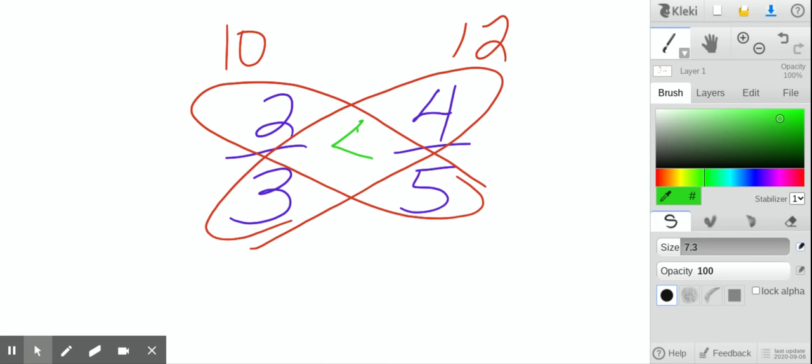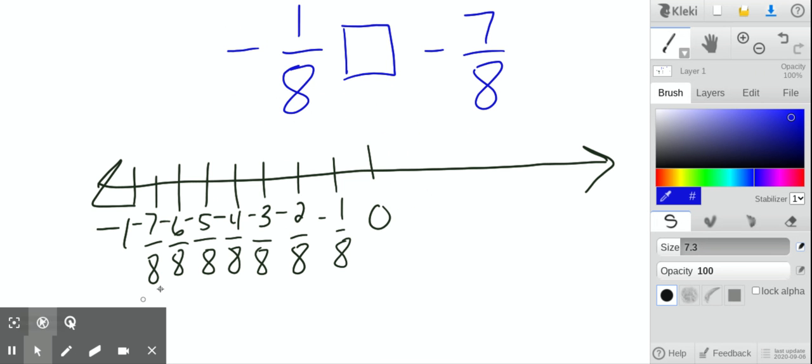Okay, so now let's look at negative fractions. Okay, so I have my number line and I have my fractions. It's kind of sloppy because I couldn't write too small, but these are -1/8, -2/8, and so on. So let's say I was comparing -1/8 to -7/8.